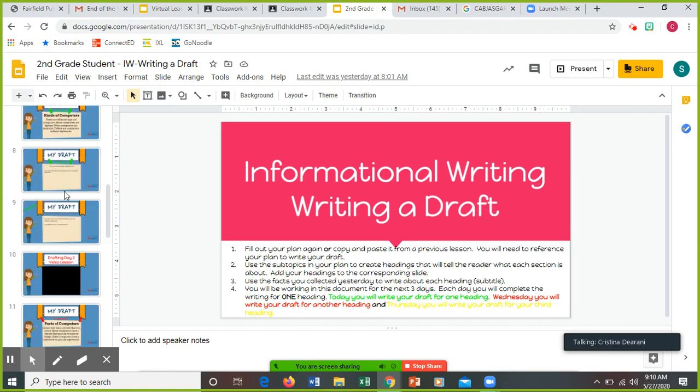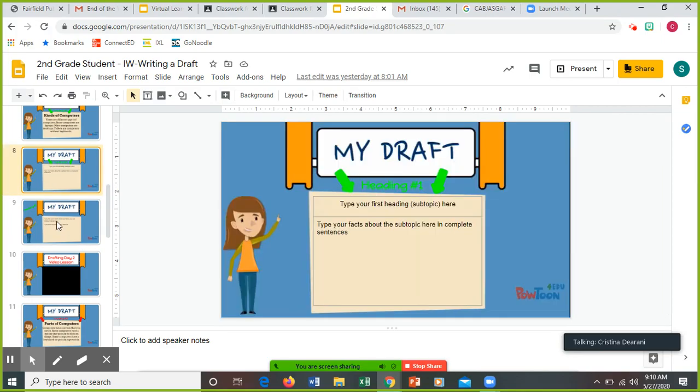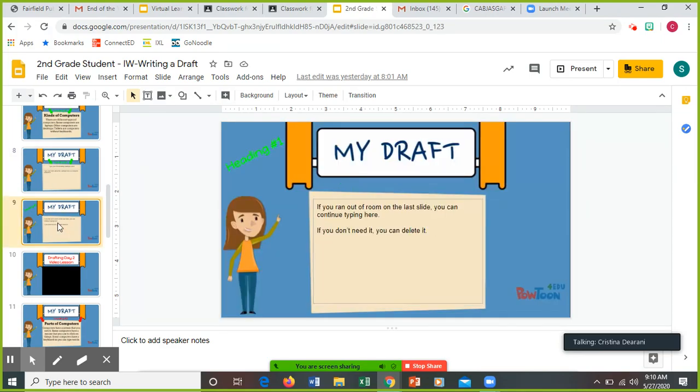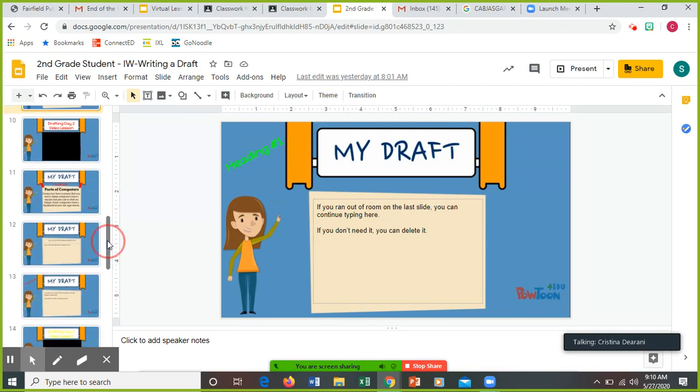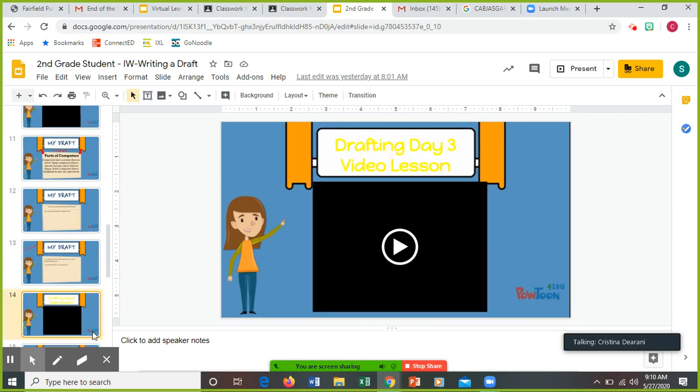Okay, so yesterday we went up to slides 8 and 9. So if you needed 9, you continue typing on 9. If not, I said you could have either left it there or deleted that extra slide. So today you're doing 10, 11, 12, and 13. And you're going to see that when you get to 14, it's going to say drafting day 3 at the top. So you don't want to go that far. So you want to stop.